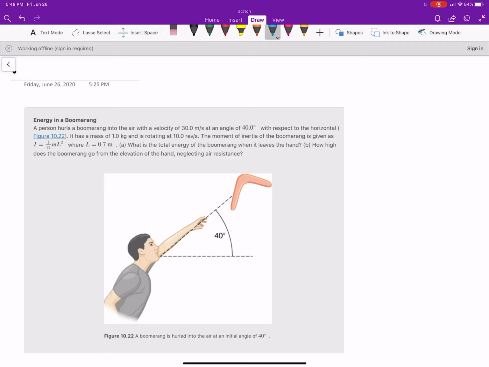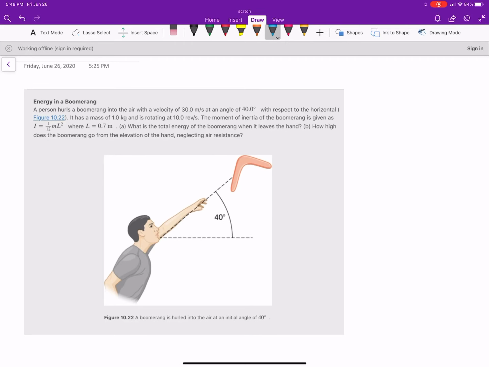But anyways, there's a couple problems worth doing, so I'm going to go ahead and do some. The first one is energy in a boomerang. We have this person that throws this boomerang at a certain velocity, at a certain angle from the horizon. It tells us how much it weighs. It's rotating at a certain revolutions per second. It gives us the moment of inertia and L, the length. And then there's two parts. It wants to know the total energy when it leaves the hand and how high it goes from the elevation of the hand, neglecting air resistance.